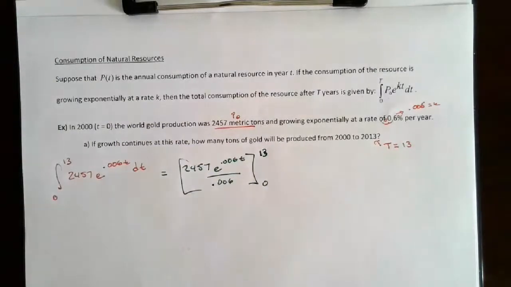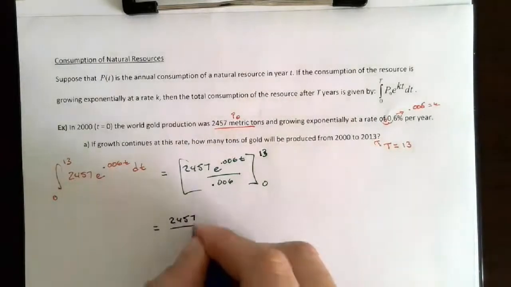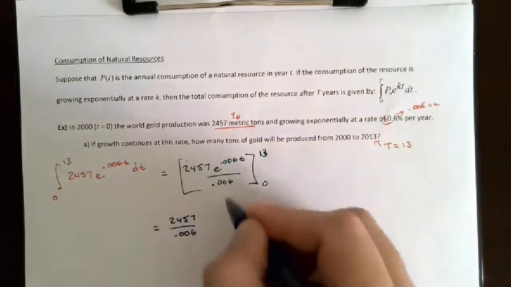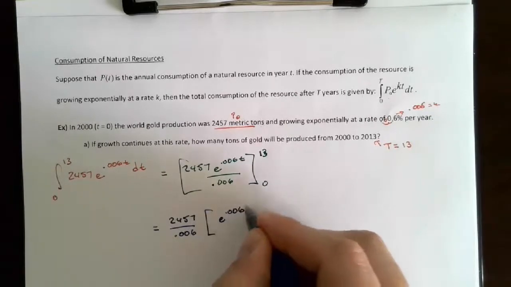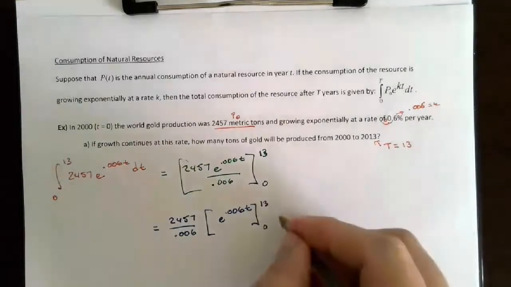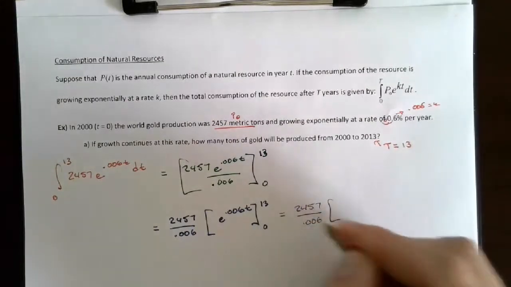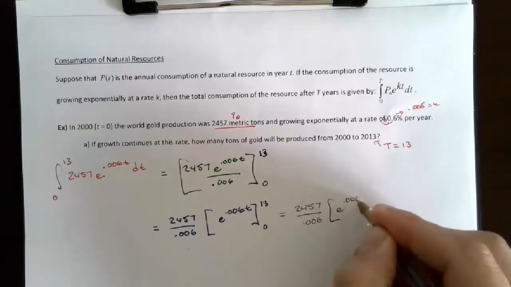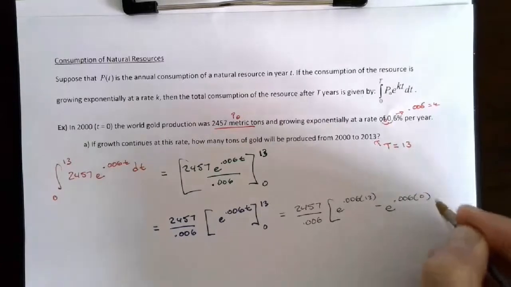Once you have that, remember what we're doing. We're going to factor that constant to the front just to make it easier to work with. So we'll factor out 2457 over 0.006. Remember, these don't have variables with them, that's why you're allowed to bring them to the front. And then e to the 0.006t, we're evaluating from 0 to 13. We'll substitute in here. So we got 2457 over 0.006. Remember, upper limit first, so it's e to the 0.006 times 13 minus e to the 0.006 times 0.